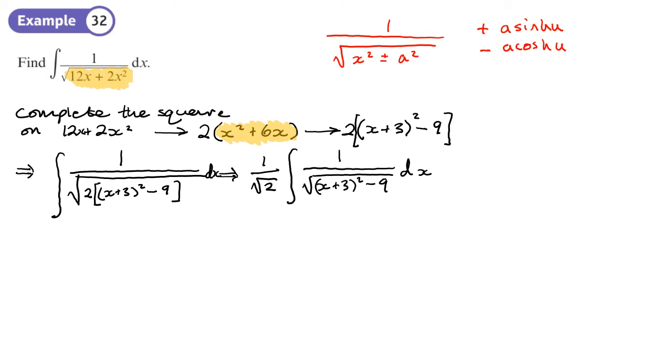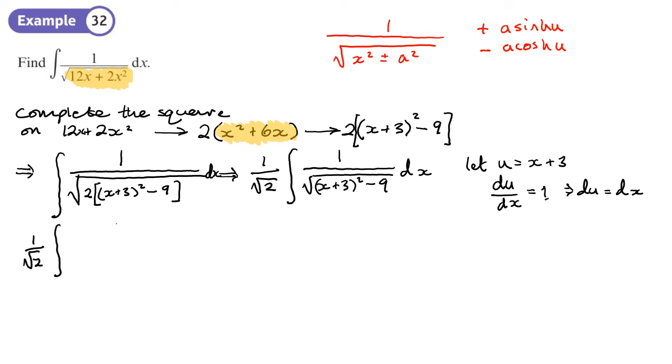And this substitution is actually quite straightforward. We're going to now let u equal x plus 3. Just that bit in the bracket. And so if u is equal to x plus 3, du dx is going to be 1, which means du equals dx. So let's do that substitution. 1 over root 2.